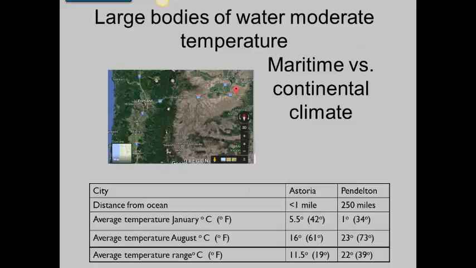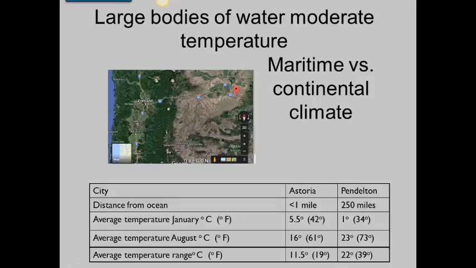Okay, so uneven heating and air mass circulation are crucial in determining the distribution of biomes on the planet, but there are other factors at play. One of them is the proximity to a large body of water. This map shows us Oregon. So this is a section of Oregon, and it highlights the differences in temperature in Astoria, which is located up here on the coast, and Pendleton, which is located by this red pin further inland.